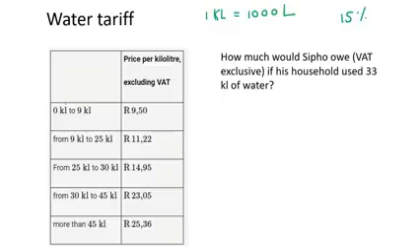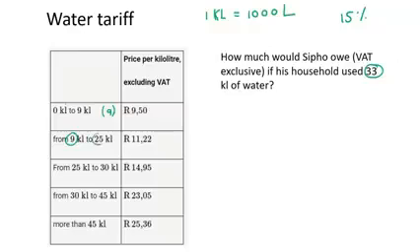How much would Sipho owe if his household uses 33 kiloliters? Now, what a lot of learners do wrong is they say, okay, that's 33 kiloliters, so they're just going to go straight to here. But that's not the way it works. You have to always start at the first one. And so in here, there is 9 kiloliters. From 0 to 9 is 9 kiloliters. Okay, so I'm going to put a 9 over there.